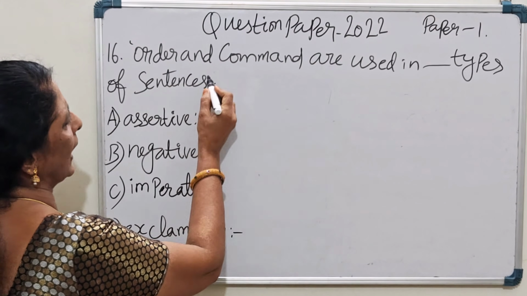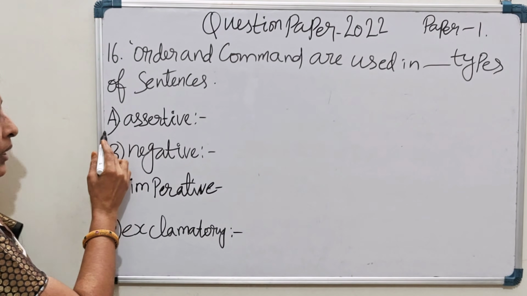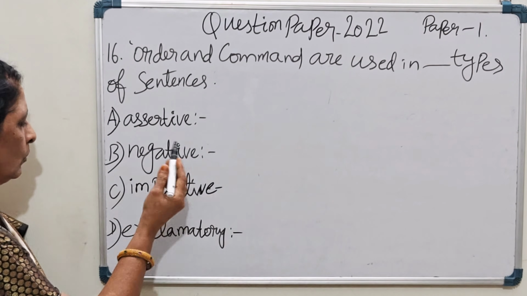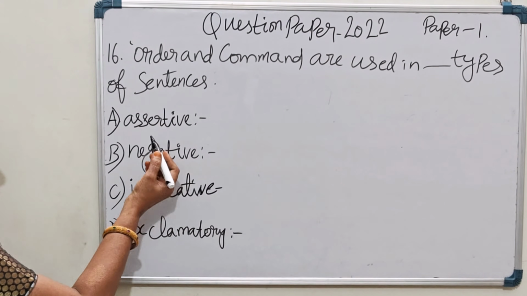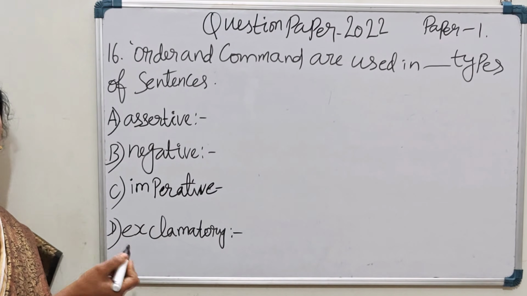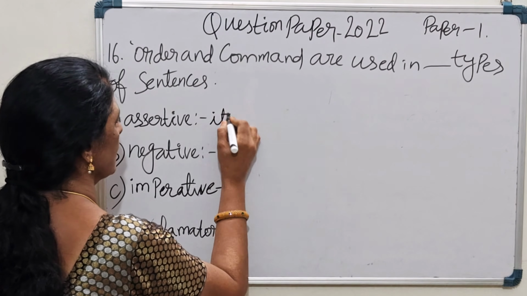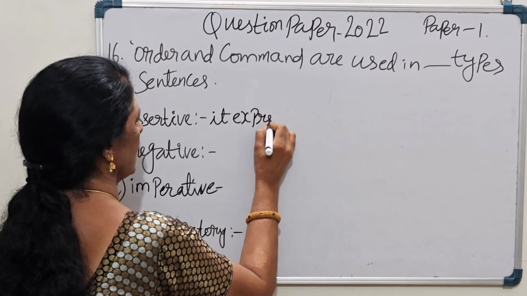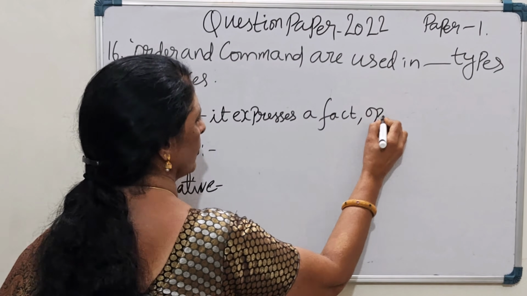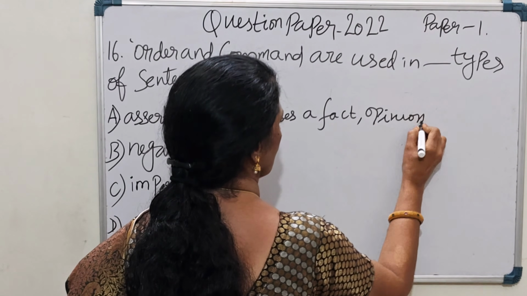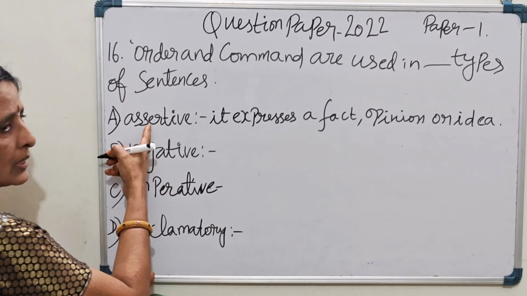16th one: order and command are used in dash types of sentences. A, assertive; B, negative; C, imperative; D, exclamatory. Now, assertive. Assertive is also known as declarative sentence. It expresses a fact, opinion, or idea.